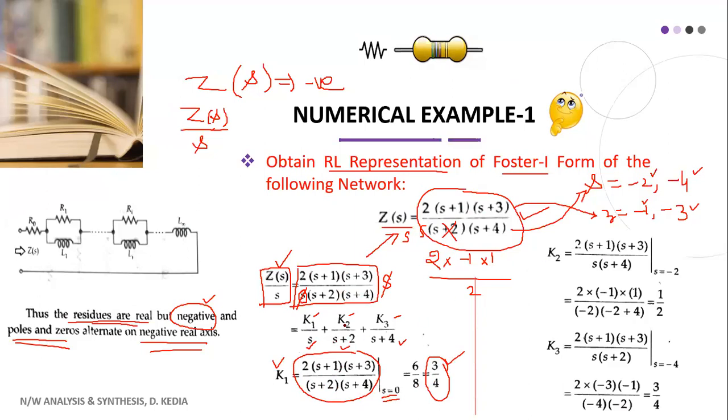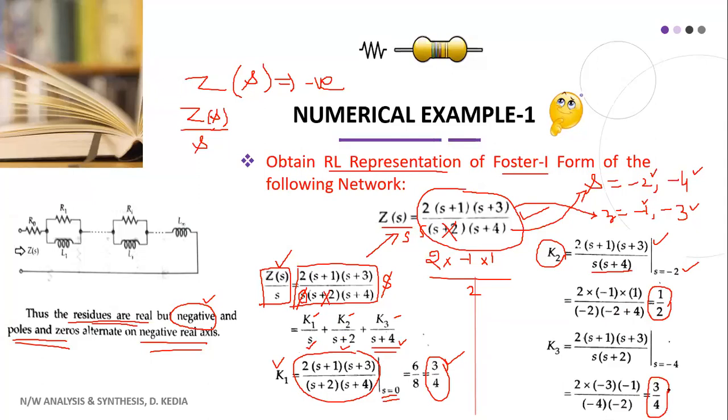Similarly, if you want to obtain k2, you have to multiply the entire function with s plus 2. In that case, s plus 2 will be cancelled and you will have other terms like s into s plus 4. Now we substitute s equal to minus 2. If you do that, you get the value of k2 as 1 by 2. Similarly, for k3 corresponding to s plus 4, a similar procedure will be followed and we get the value of k3 as 3 by 4. Okay, students, what we have done, we have obtained the partial fraction for ZS by s instead of ZS here.